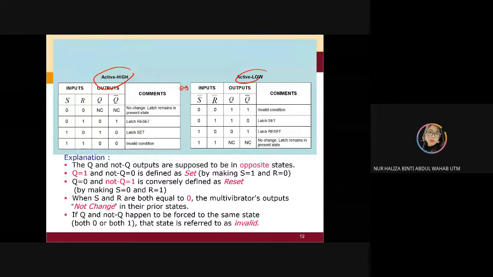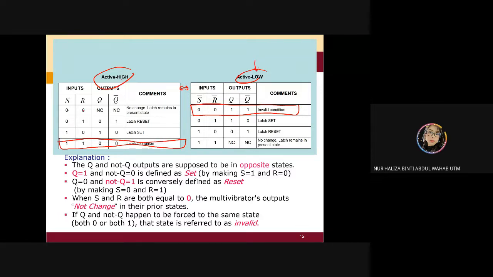Let's say 0, 0. It will be invalid now. Just now for the active high, the invalid was at 1, 1. But for the active low, the invalid part is at 0, 0. Okay, so please make sure you remember this. And when you have 0, 1, just now 0, 1 was reset. But now for your active low, it's going to be set. Set is what? The output will be 1. Reset is what? The output will remain 0. Whatever the output previously was is going to be maintained as 0.